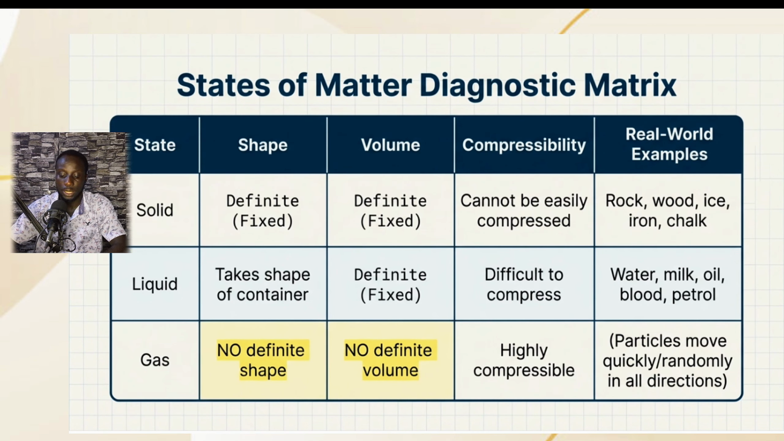Liquid takes the shape of its container. They have definite volume. They are difficult to compress. Examples include water, milk, oil, blood, and petrol. Gas has no definite shape, no definite volume, is highly compressible, and the particles move quickly, randomly, in all directions.